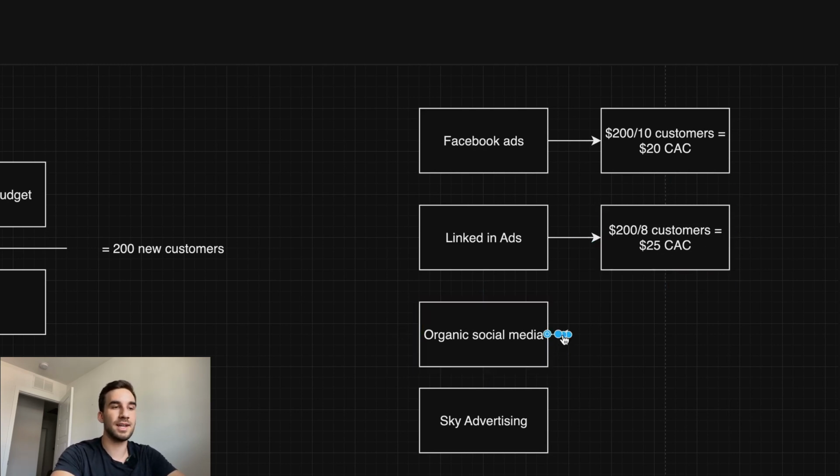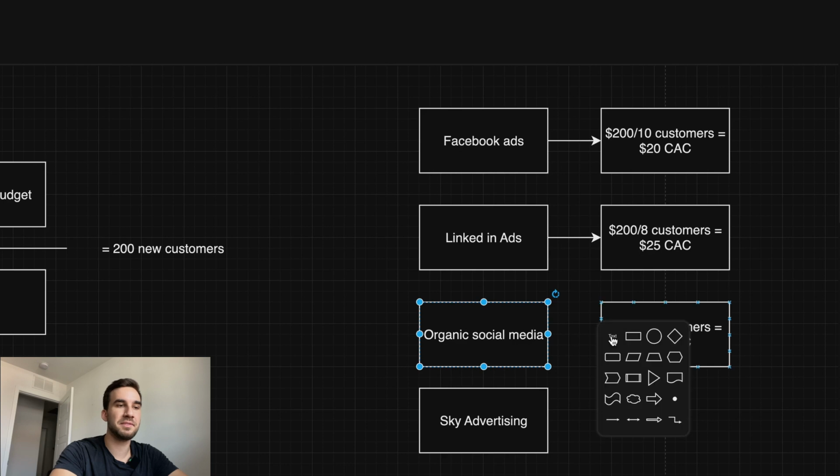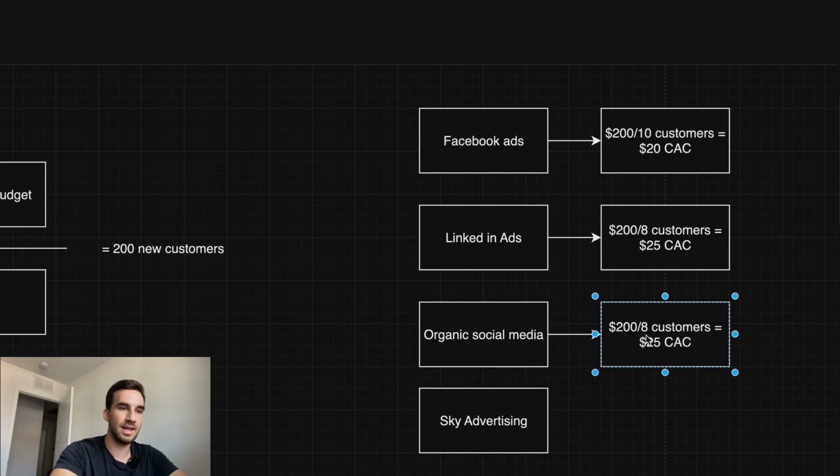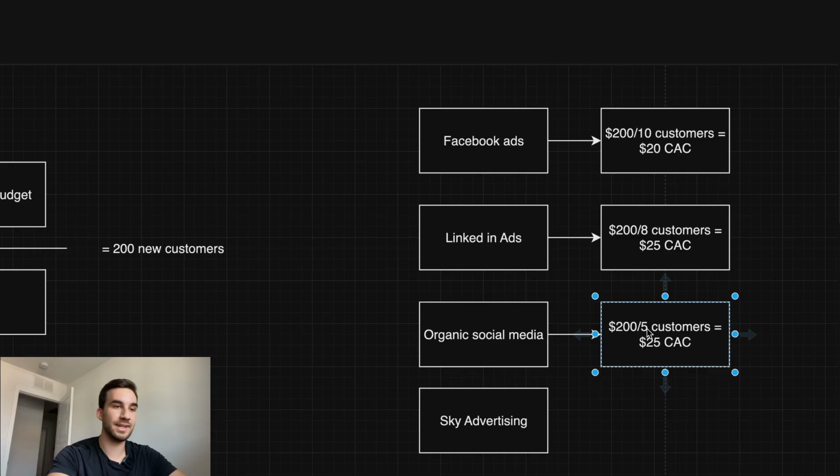And then organic social media, you probably don't pay for this directly, but what you should do is estimate the amount of time you're spending to make this and multiply that by your hourly rate. Let's just say you're spending $200 when you do the math of how much time you're spending and what your time is worth. And then let's say you get 5 customers, which usually the return on this is going to be much higher, but I'm just arbitrarily putting in random numbers here for this video. So 200 divided by 5 is going to be $40.